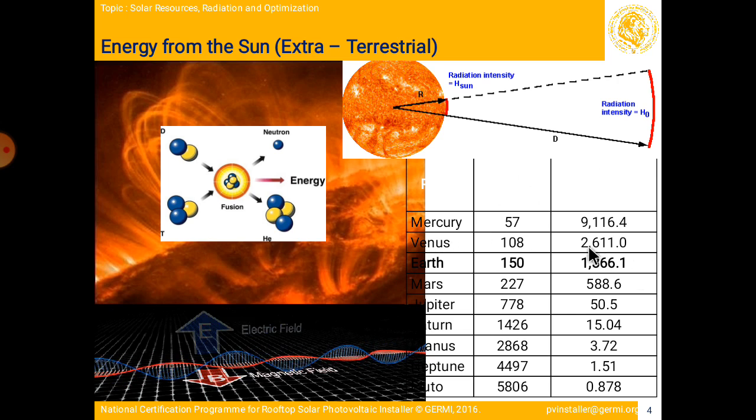So over here you can see that this is the center of the Sun, and this is the radiation intensity from the Sun, so it is indicated as H Sun, meaning intensity from the Sun. And this is the radiation intensity which is received on the particular planet. Whatever energy is generated on the Sun is just because of the fusion of atoms. So here you can see that due to the fusion the energy is radiated into space, or we can say into the universe.